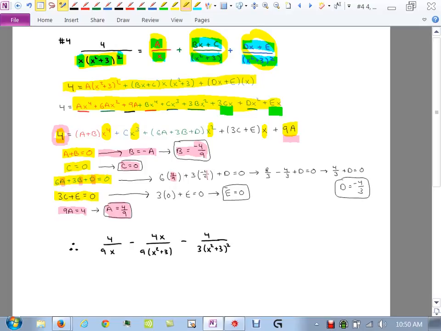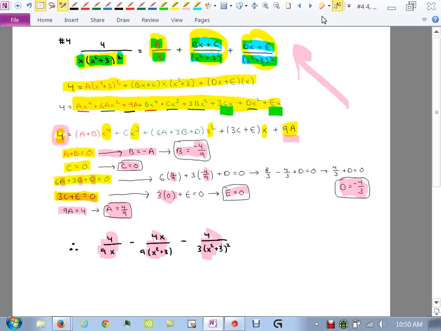So I plug in the a. I plug in what we found for b. Multiply those out, add, and then what I get over here is that d is equal to negative 4/3. Okay, and then finally here, this 3c plus e equals 0. I know c is 0 already, so that kills that off, and that means e is 0. Plugging everything back into up here, you get this right here. All right, so that's number 4.